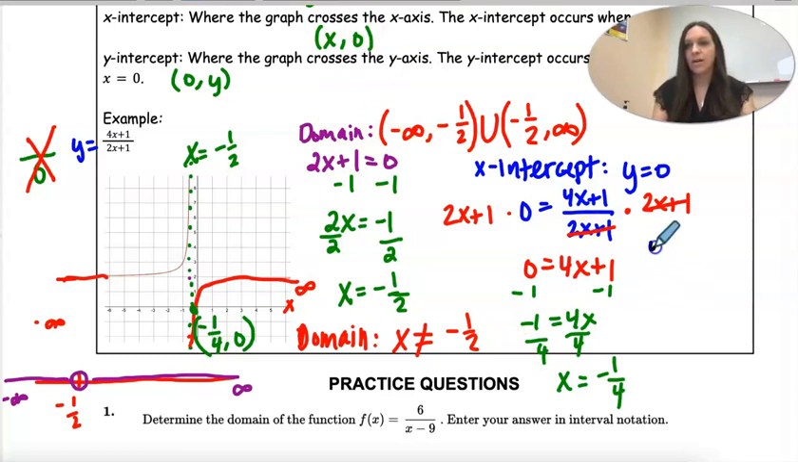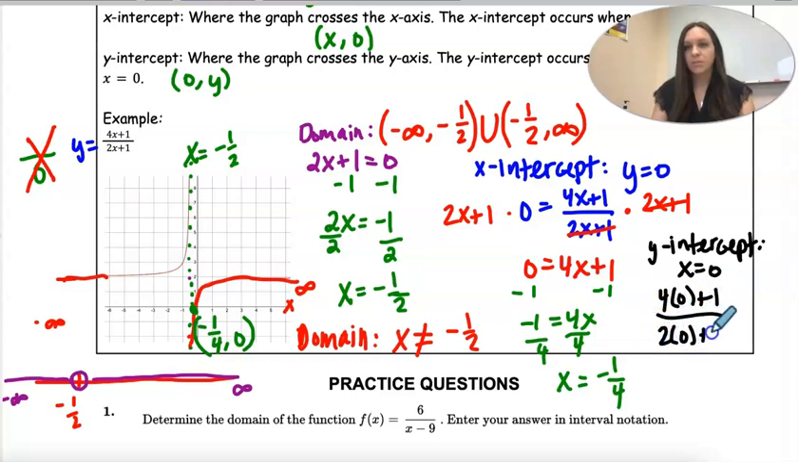Okay, and then the y-intercept, that's when x equals 0. So I'm going to take this function, and everywhere there's an x, I'm going to put 0. And we end up with 0 plus 1 over 0 plus 1, 1 over 1, or just 1. So the y value, when x is 0, y is 1.